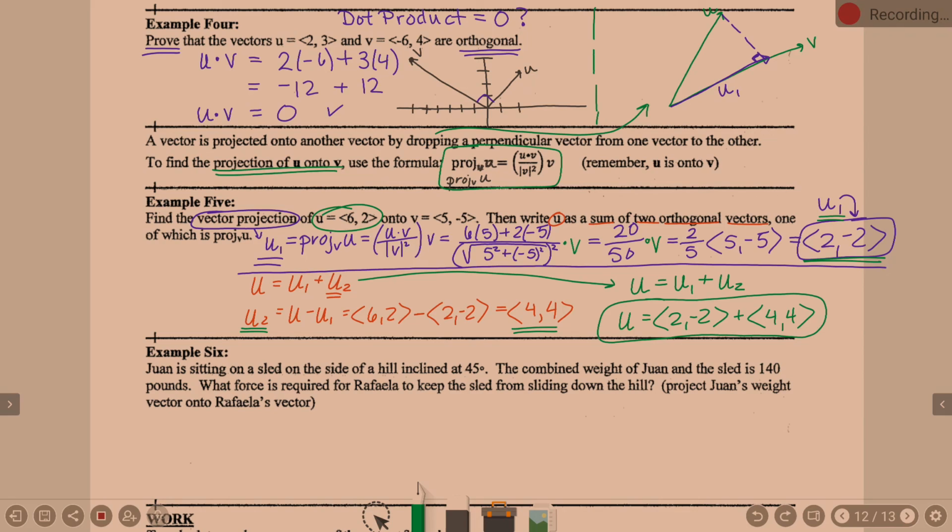Okay, let's go to a different one now, and that's where we're stopping. Okay, cool. Your homework is on page 464. We have work time. 1 through 18, and 23 through 26.